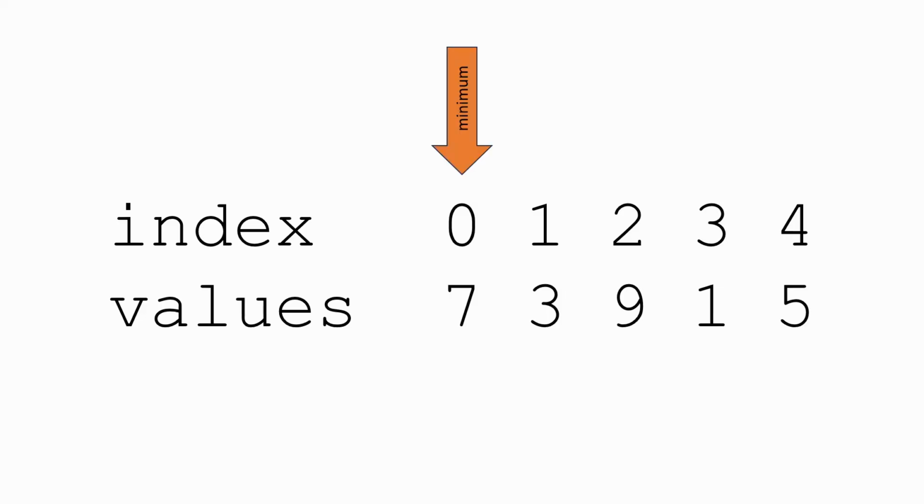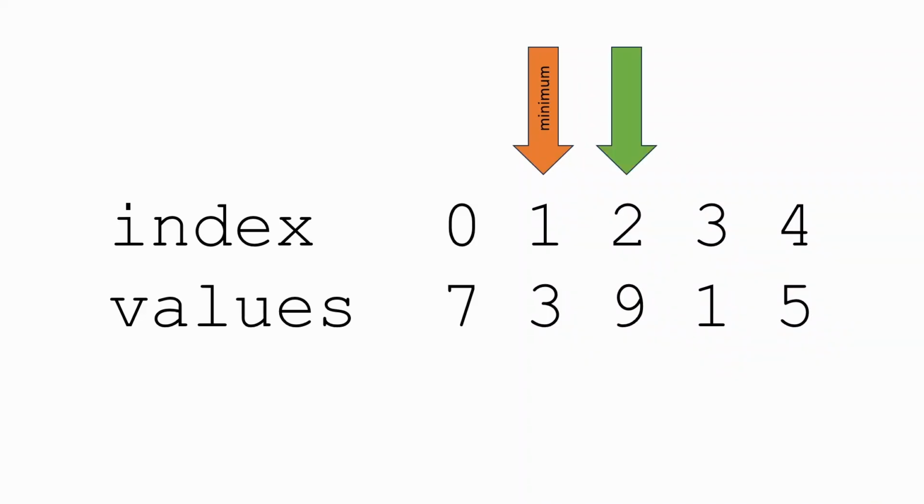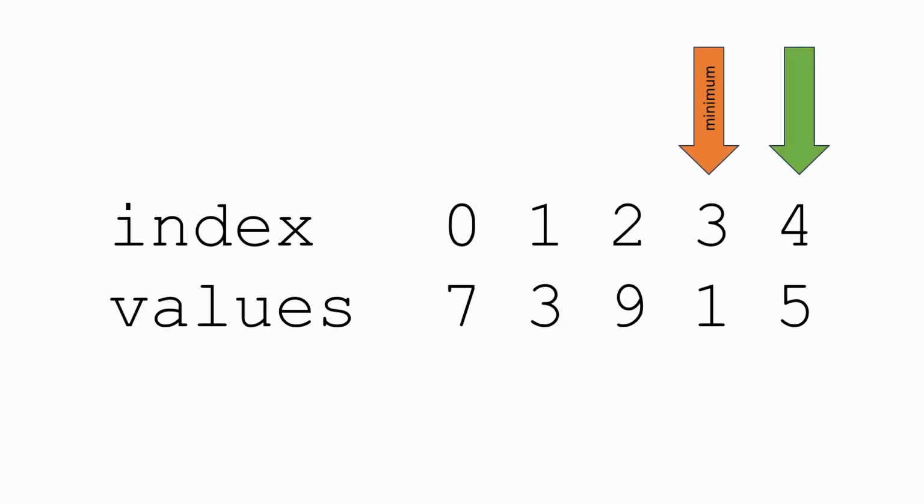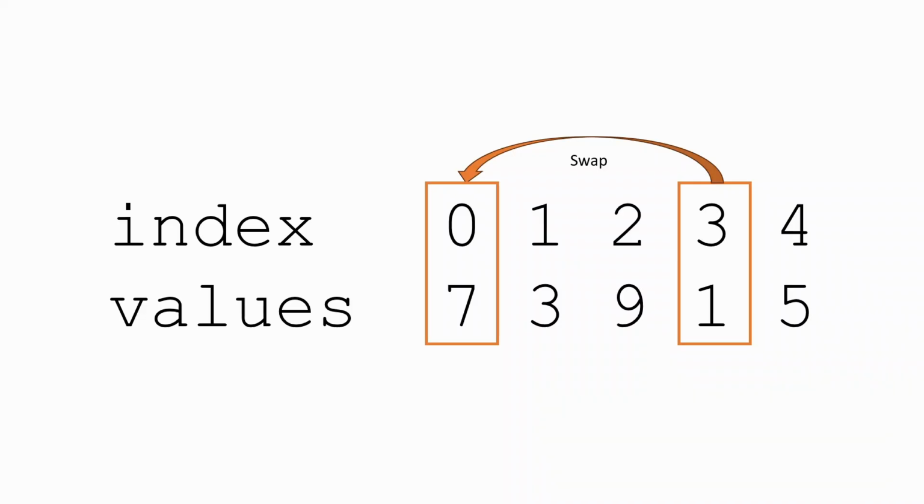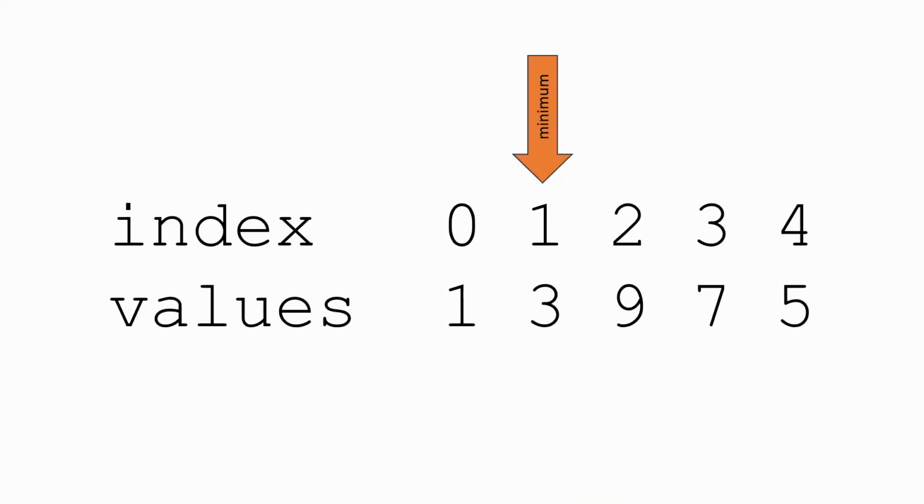So we'll start with index 0 being the minimum value. It has the value 7. That's compared with 3, which is smaller, and so now 3 is the minimum value, which is compared with 9, and then 1, and 1 is the minimum value, and then that's compared with 5, and 1 remains the minimum value. It gets swapped with the value at index 0, and so our array has the values 1, 3, 9, 7, and 5.